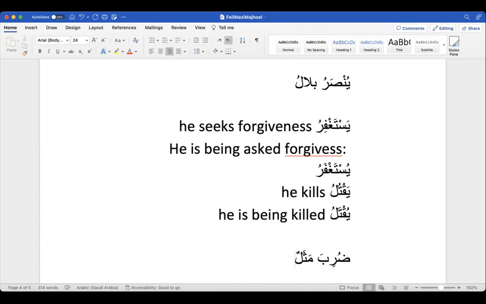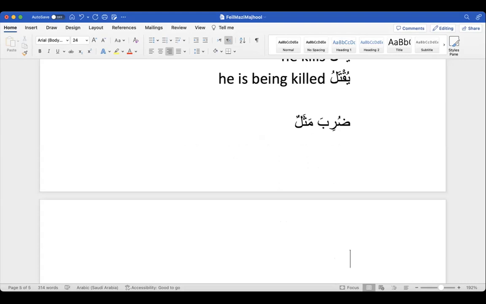See, zaraba has many meanings. Zaraba also means to hit. It also means struck. Or it also means to put forward. And masalun means example. Misal means example, masal means example. So how will you translate this then?